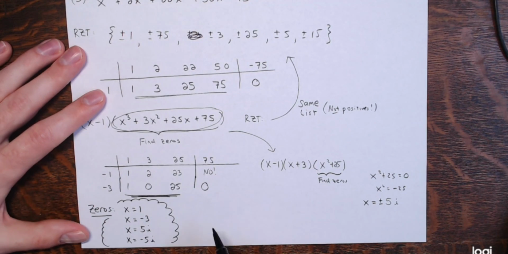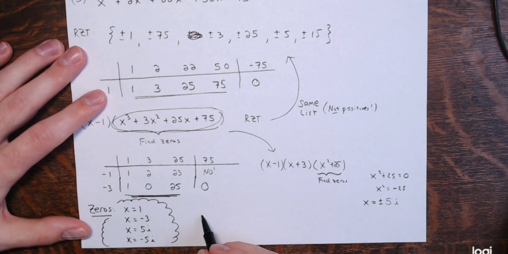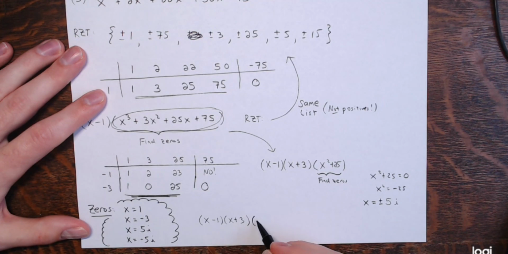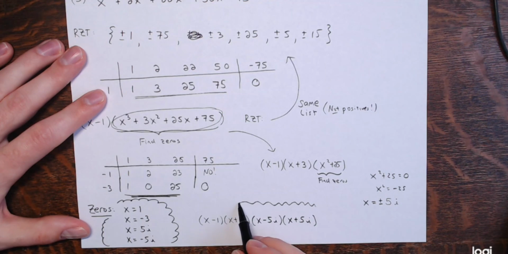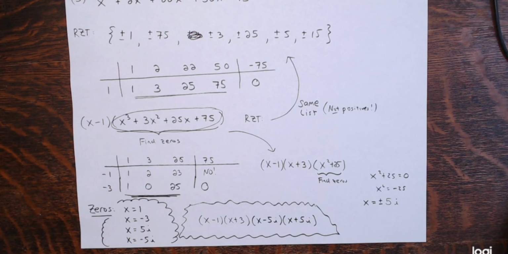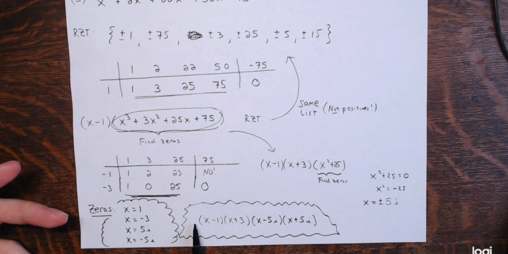And if you were to totally fully factor, it would factor this way. x minus 1 times x plus 3. And then this x squared plus 25 can factor to x minus 5i times x plus 5i. And this is like the polynomial completely factored over the complex numbers. And again, the lead coefficient was 1, so there's no need to write a number in front of this. It's just 1.